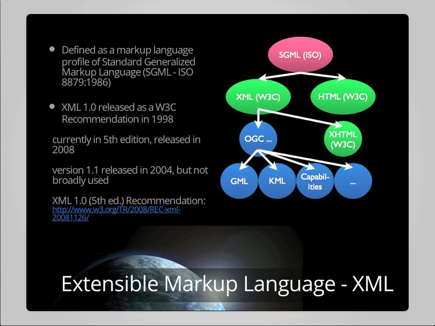Our focus here is actually on the OGC uses of XML, particularly as it relates to KML, or the Keyhole Markup Language, and the XML capabilities files that are delivered by a wide variety of Open Geospatial Consortium standards.